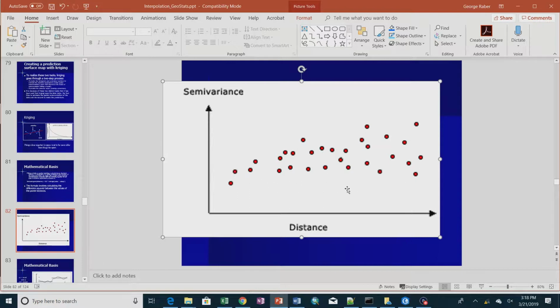Which point pairs, though, are further away from each other? These 2 points are pretty similar, but they're really far away from each other. These 2 points are really far away from each other and really different. These 2 points are similar, but they're still really far away from each other. These 2 points right here are, remember, each point represents 2 points in geographic space. These 2 points are moderately close together and moderately related. So that's how you read that.